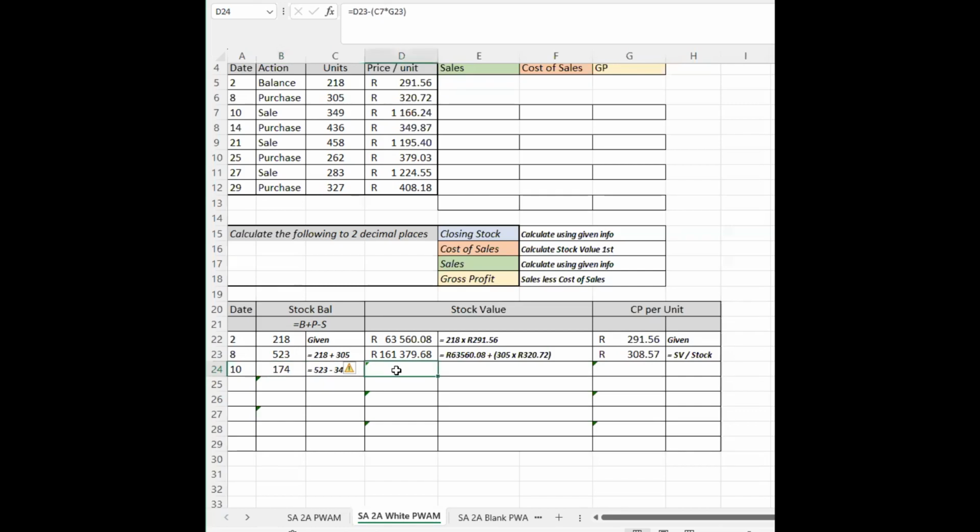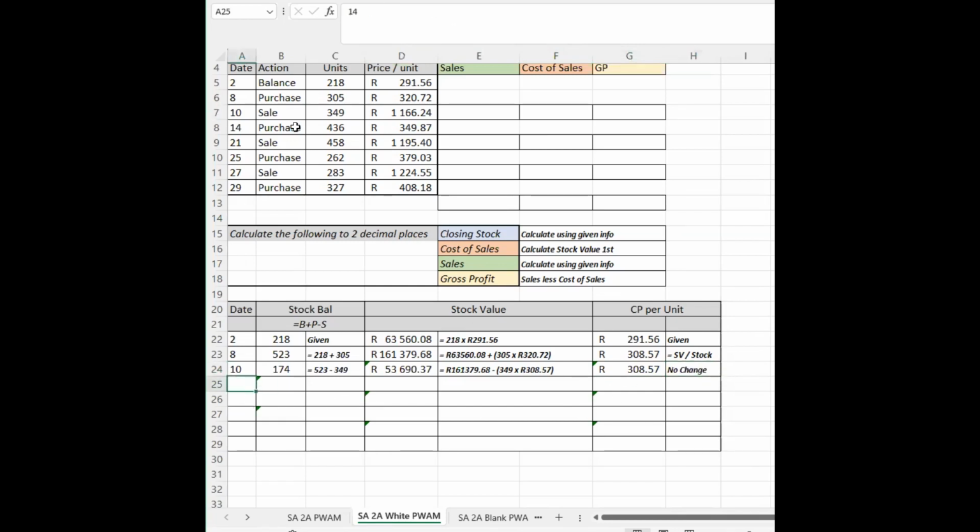The stock value will now be what we had before, the 161,379 something, minus the stock value of what we are selling. And now we will take the 349 that we are selling, and we are selling them at this cost price per unit that we calculated in the previous step, the 309, and then we will get a new stock value. But when we make a sale, the cost price per unit will not change. It will stay exactly the same. Okay, so you don't have to worry about that.